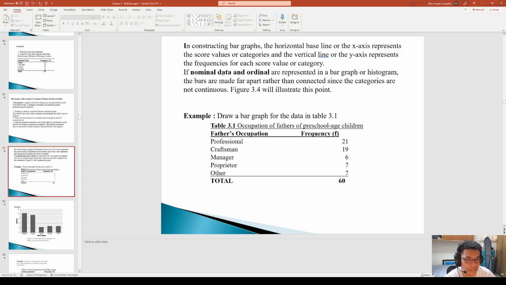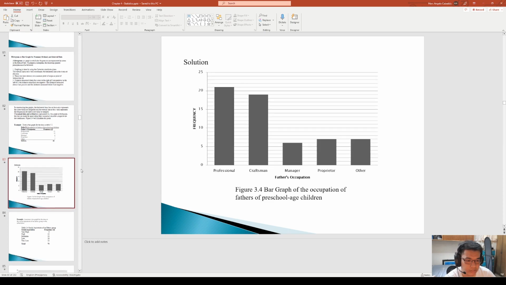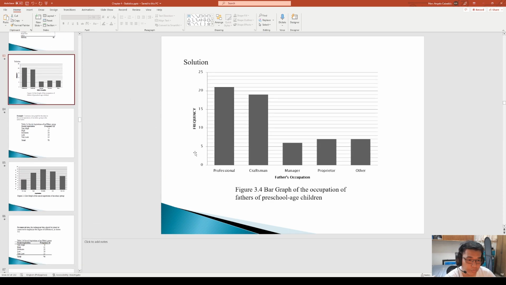So if the data is nominal and ordinal, the pairs are made far apart. So magkakahiwalay sila rather than connected, since categories are not continuous. Okay, so remember, not continuous yung categories. What do we mean by not continuous? There are whole numbers, okay? So whole numbers yan. So there are discrete. Discrete sila. Okay? So this is the bar graph of the father's occupation. So remember, magkakahiwalay, so they are far apart.